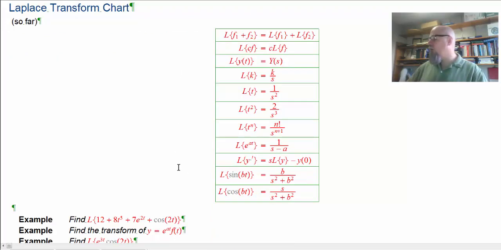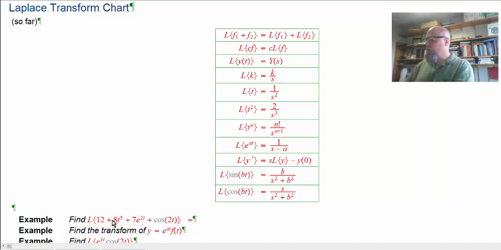transform chart so far. The last thing I think we did in the last video was transforming some of these trig, the sine and cos. So let's just use these in an example to start. Again, the bigger our chart is, the more rules we know, the less integration we have to do. In this example, I don't think we have to do any integration.